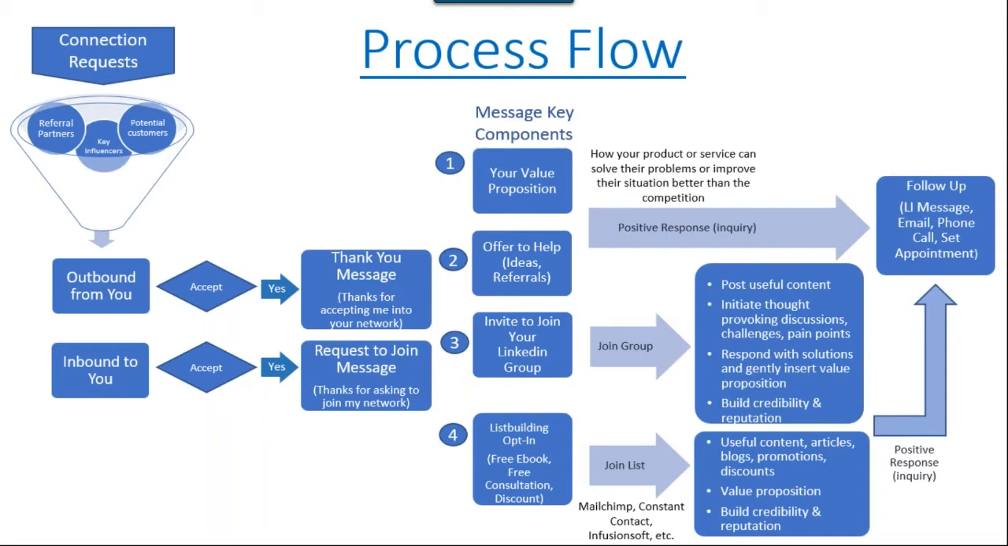So when you're getting these requests, you should run people through that same filter. Could this person be a good referral partner, someone who can refer business to me? Could they become a potential customer, or are they a key influencer? For network marketing, it could also be somebody that could be part of your downline, and is also connected and could be good at recruiting others as well. So for people who are inbound to you, you want to send them the request to join message, where you're thanking them for asking to join their network.